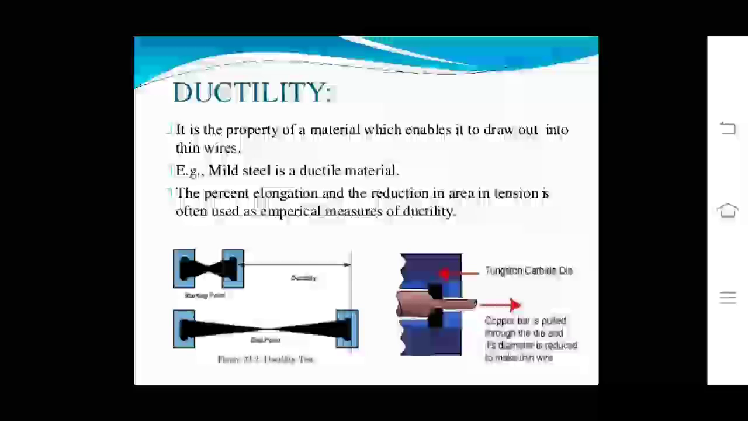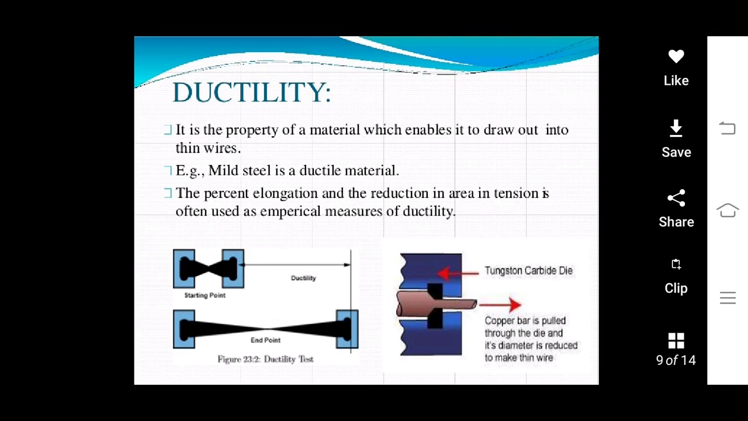The next important property is ductility. Ductility is the property of a material which enables it to be drawn out into thin wires. For example, mild steel is a ductile material, meaning that after applying tensile loads, that particular metal, wire or bar elongates up to a certain limit and forms a thinner wire than its previous diameter.